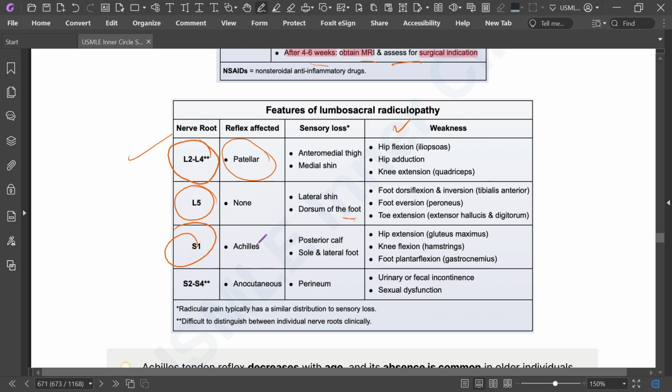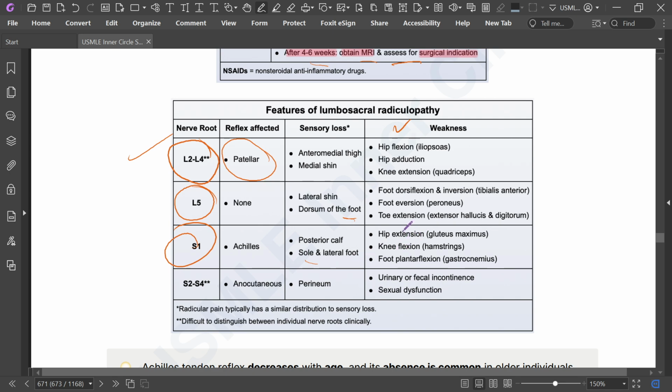S1: Achilles reflex, posterior calf, sole and lateral foot.